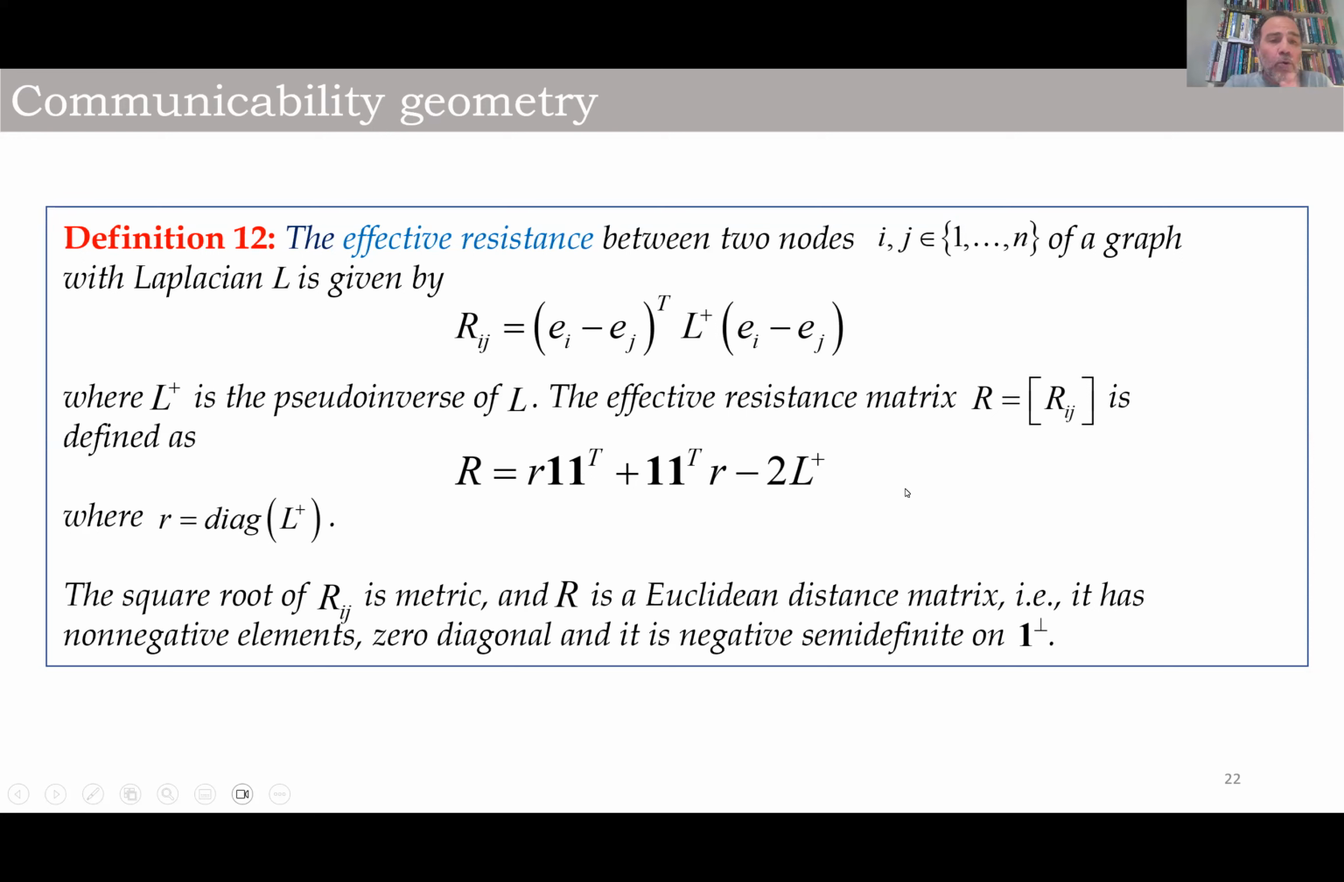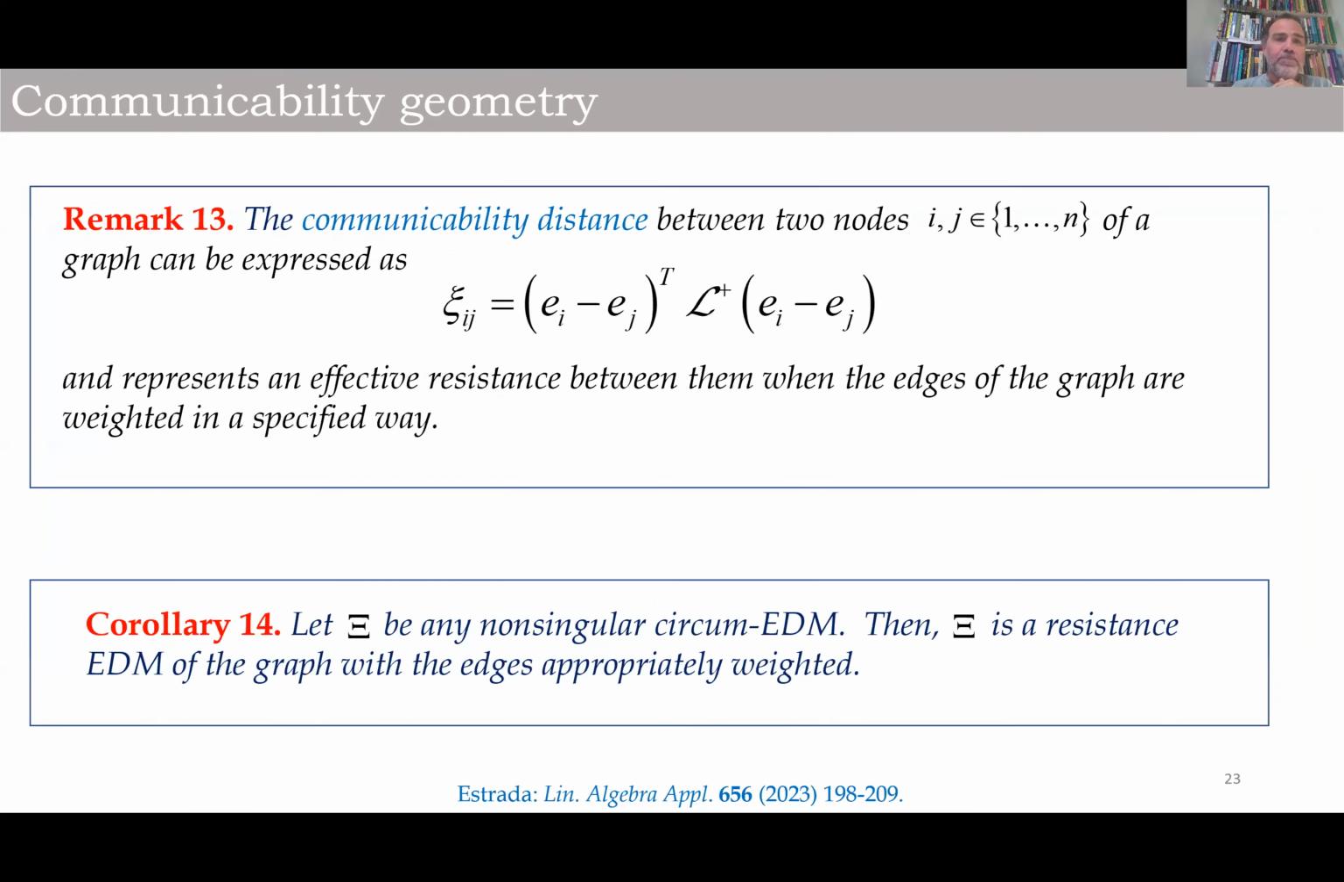So then the square root of these entries of the effective resistance is also a metric, and this is a proper Euclidean distance, and you can also prove that it is even Circum-Euclidean. So this allows us to say that the communicability distance matrix is indeed a resistance distance matrix between a pair of nodes.